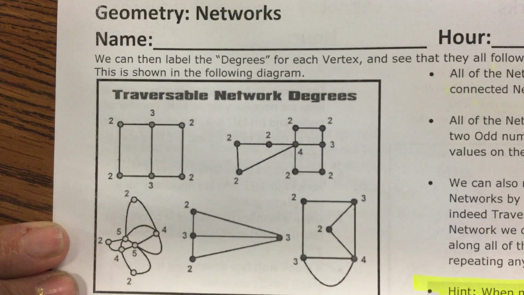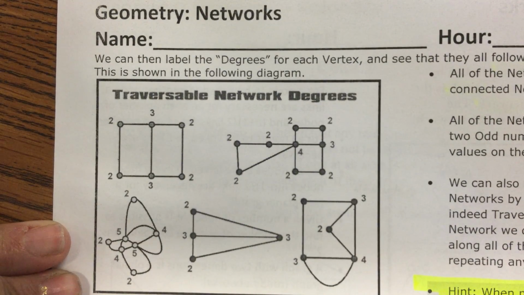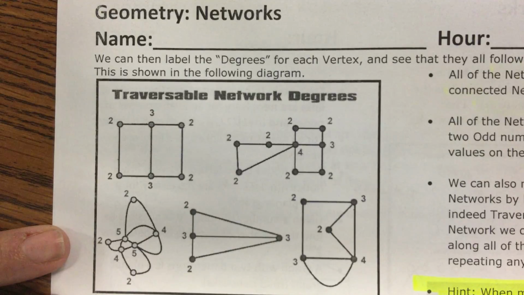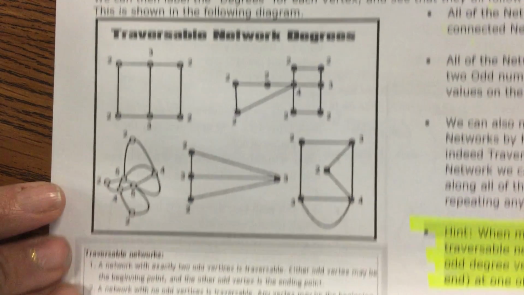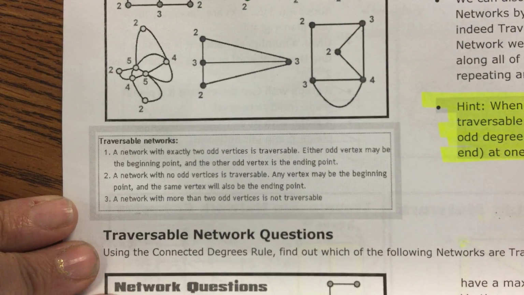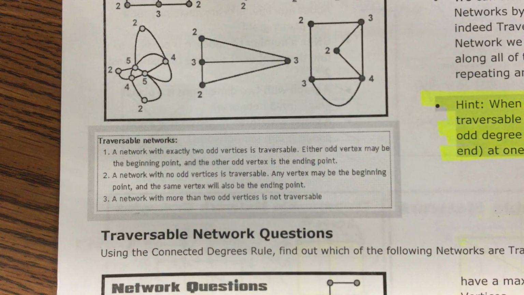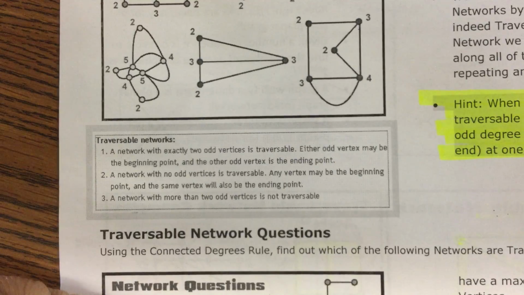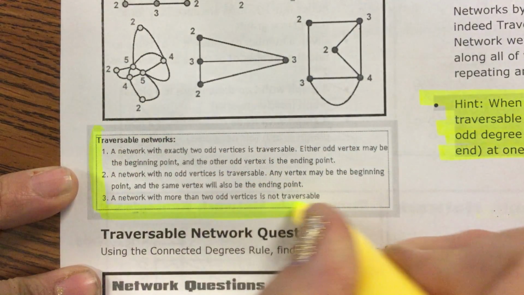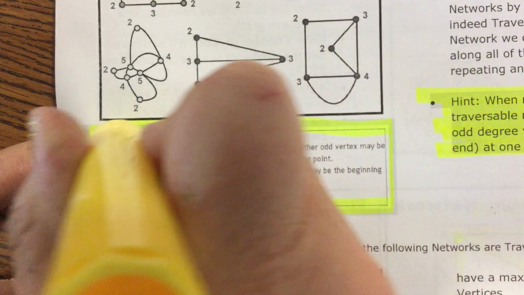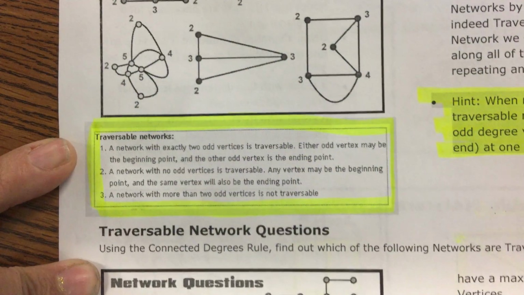Okay, so I'm going to pick up where I left off. We are now on page 2 of the notes for networks, okay? This is the same picture that we just went over on the front side, okay? As you'll note, there are some important traversable network rules right here, okay? So if you want to go ahead and highlight these, this just kind of restates what we had on the front side, okay?